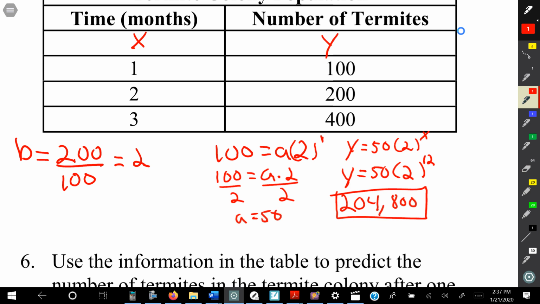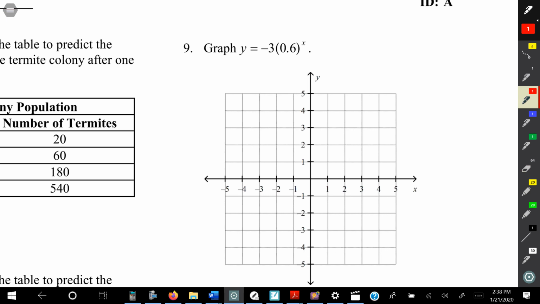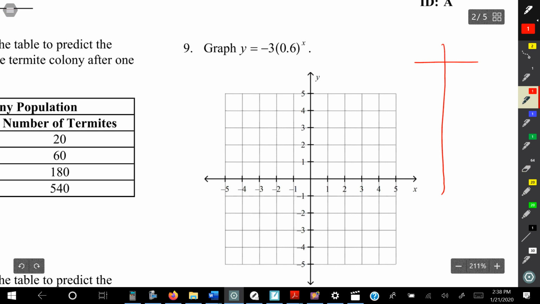Okay, let's take a look at another problem. All right, this is number 9. Now, number 9, what we want to do is graph, and we want to figure out how this graph is going to look, and we want to be able to graph it and talk about the end behavior. So to do that, I'm gonna set up a t-chart. I'm gonna have my x and I have my y, and then for x, I'm gonna use -1, 0, 1, and 2.